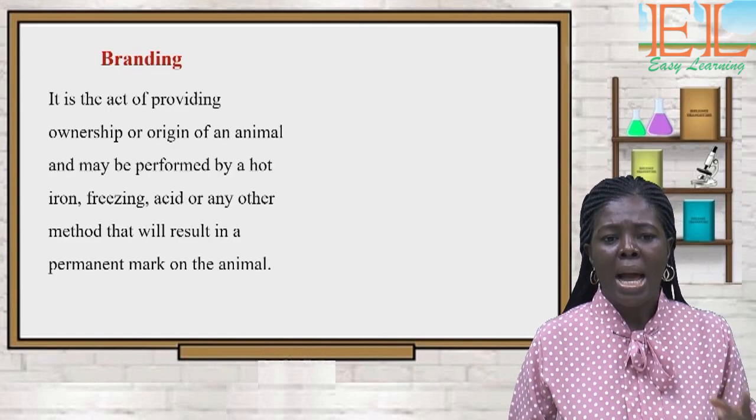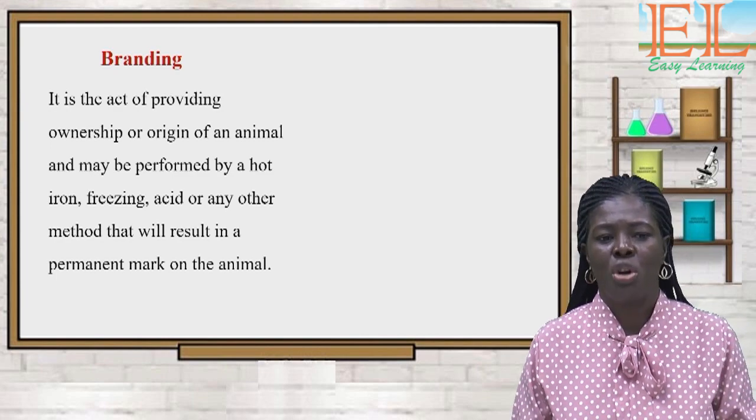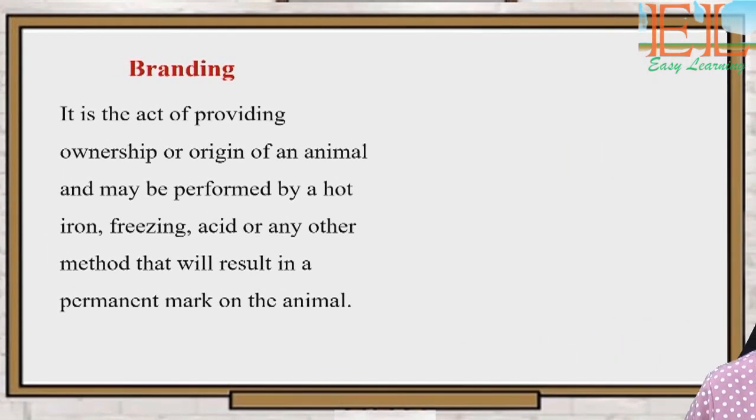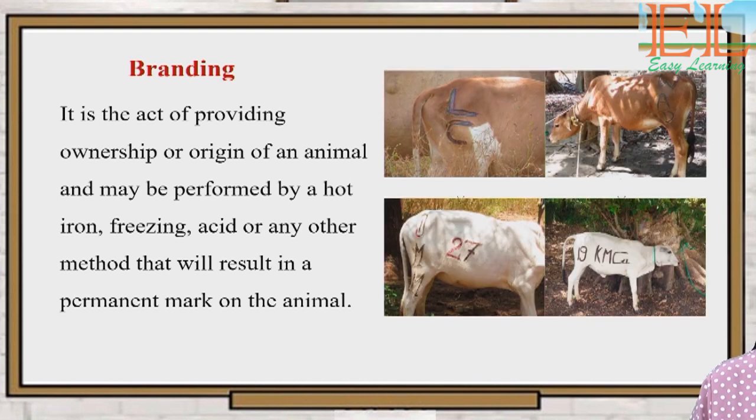Branding. It is the act of providing ownership or origin of an animal and may be performed by a hot iron, freezing, acid, or any other method that will result in a permanent mark on the animal. Like you can see on the screen, we have a cow, and they've written LC. So that is Mr. A's initials, to show that any animal that you see LC on is for Mr. A. And also the mark on it is permanent. It will not move, or it cannot be rubbed.